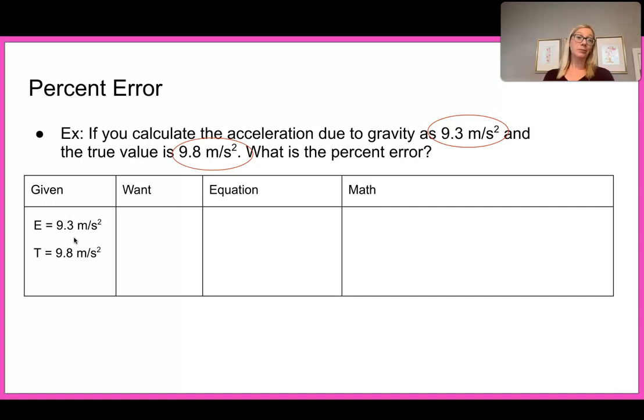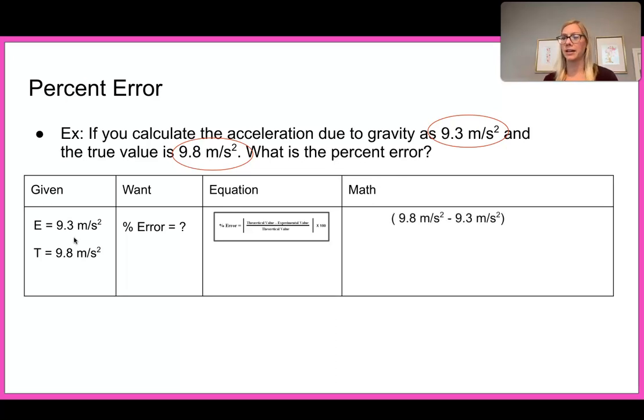And I know sometimes that's confusing because it seems like theoretical means it's not real. But it's what the science textbook would tell you is the real answer. And it says, what am I looking for? I'm looking for percent error. So my equation: percent error is the absolute value of theoretical value minus experimental value, divided by theoretical value, times 100. And you can use the T's and the E's there when you go ahead and write it.